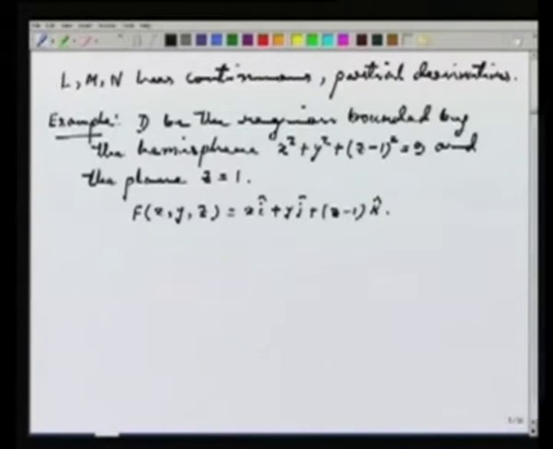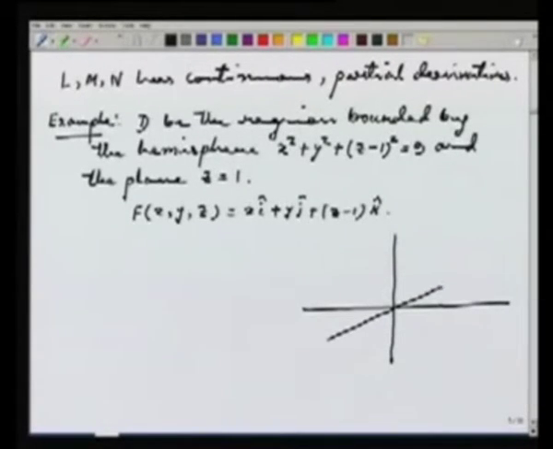Okay. So, to understand the scenario, let me just draw the picture. This is the z axis, x axis, y axis. This is, let us say, the height z equals to 1.